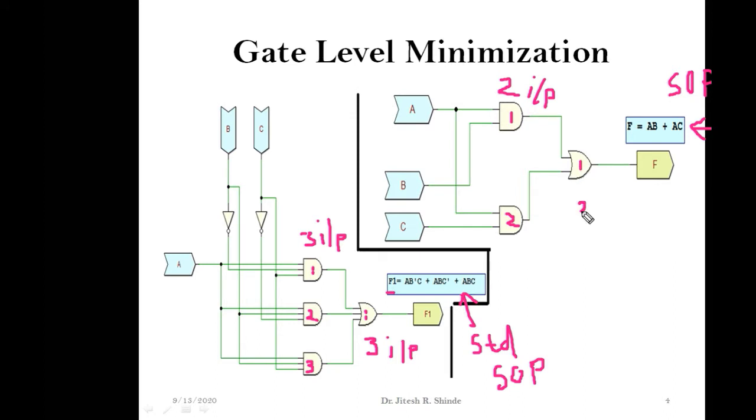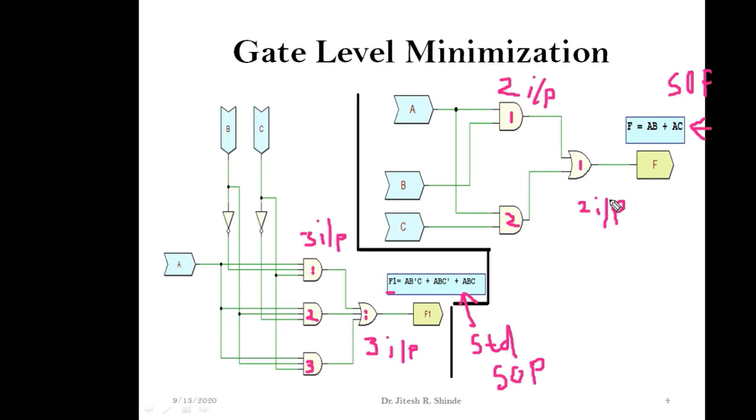Thus, what is the advantage of Boolean algebra we are seeing here? The hardware is getting optimized. If we are directly implementing the standard SOP equation, the hardware required is more. Here we are requiring 3 AND gates, each of 3 input, and 1 OR gate of 3 input. Here, on the application of Boolean algebra, the Boolean laws and Boolean theorems, the hardware is getting optimized. Here we are requiring only 2 AND gates of 2 inputs, and 1 OR gate of 2 inputs.